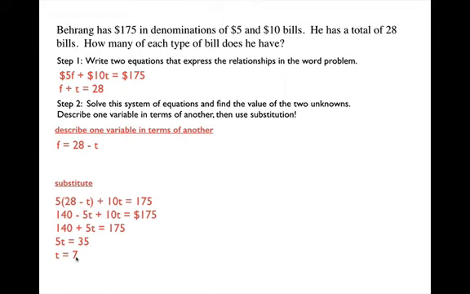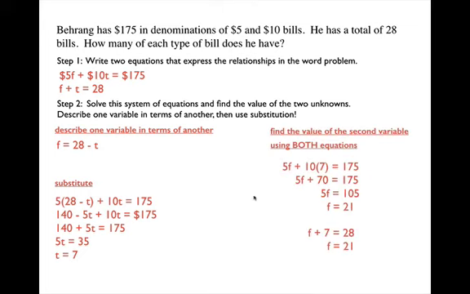But of course, I'm not done because I've only found the value of one of the variables. So I'm going to substitute 7 in for t into both equations. And when I solve for f in both equations, I get 21 and 21. So I'm very confident in saying that Beirang has 7 $10 bills and 21 $5 bills.